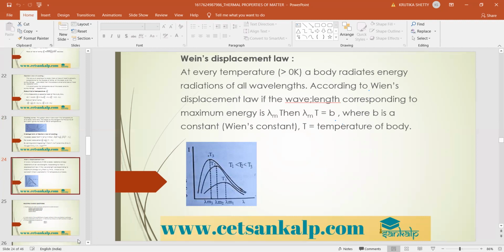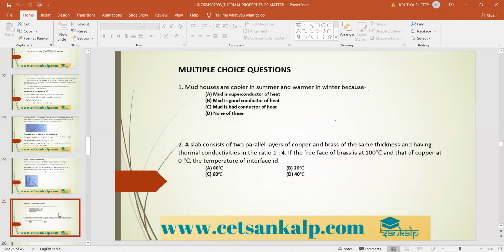So students, this is the synopsis of thermal properties of matter. Then next we are going to start with the questions. First question: mud houses are cooler in summer and warmer in winter. Why does this happen? We have four options: mud is a superconductor of heat, mud is a good conductor of heat, mud is a bad conductor of heat, none of these.